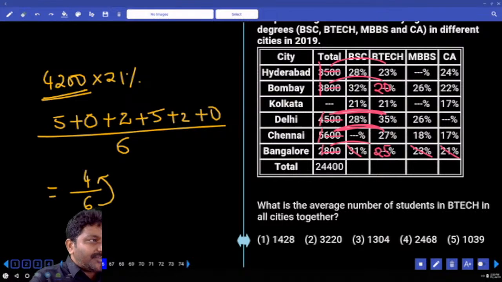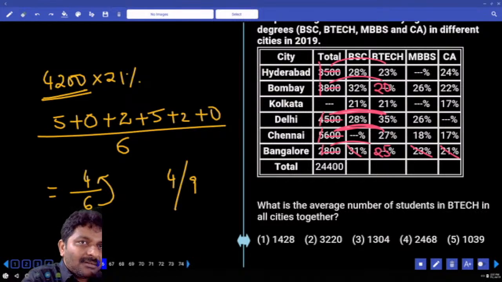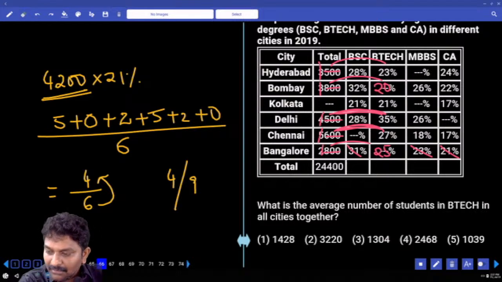6 into which number ends with 4? Either 4 or 9. So your answer should end with 4 or 9, right? How many? Where are the 2s? Oh, there are two? Right, right.